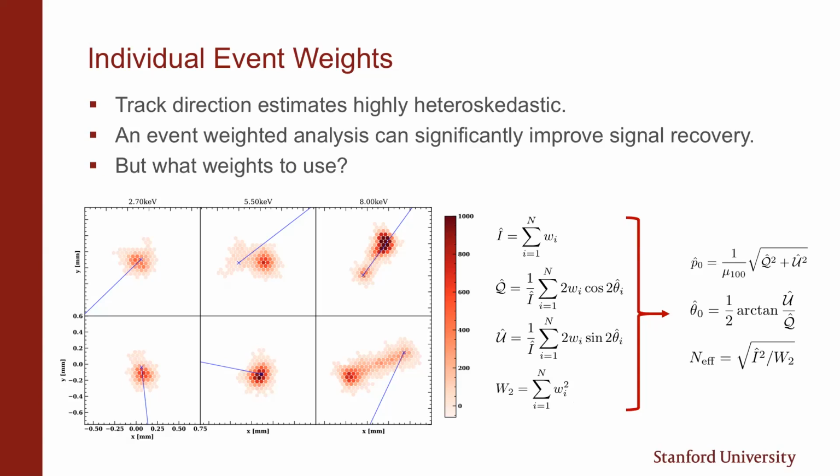And so this is great, but now the question is, what weights do we use? And unpacking that a bit more, it's how do we quantify the uncertainty on individual events, on our predictions? And secondly, how do we then turn those uncertainties into weights that we can use that will optimize the signal to noise ratio?